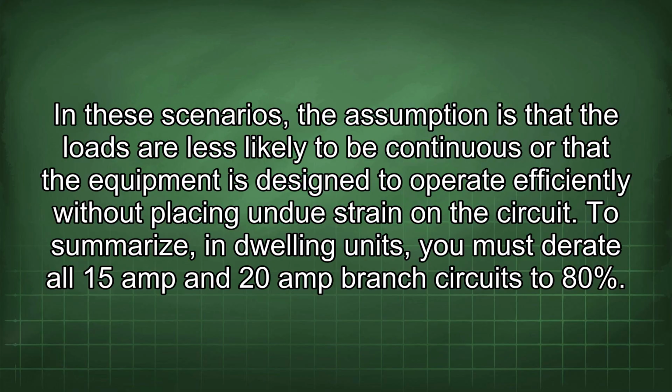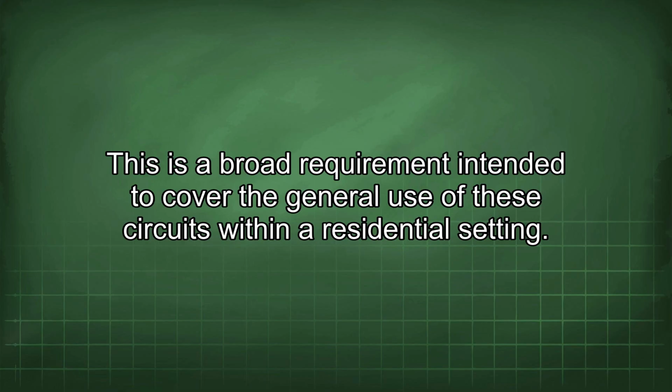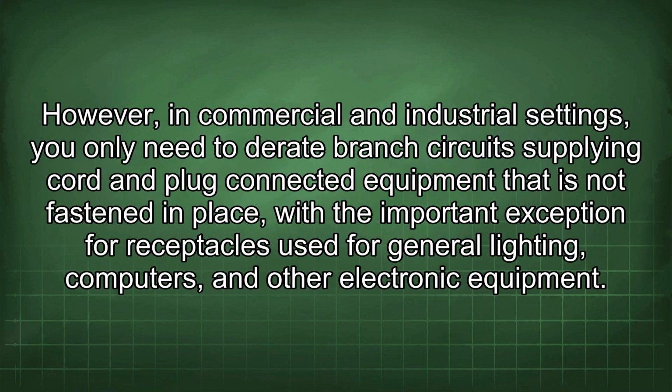To summarize, in dwelling units, you must derate all 15 amp and 20 amp branch circuits to 80%. This is a broad requirement intended to cover the general use of these circuits within a residential setting. However, in commercial and industrial settings, you only need to derate branch circuits supplying cord and plug connected equipment that is not fastened in place, with the important exception for receptacles used for general lighting, computers, and other electronic equipment.